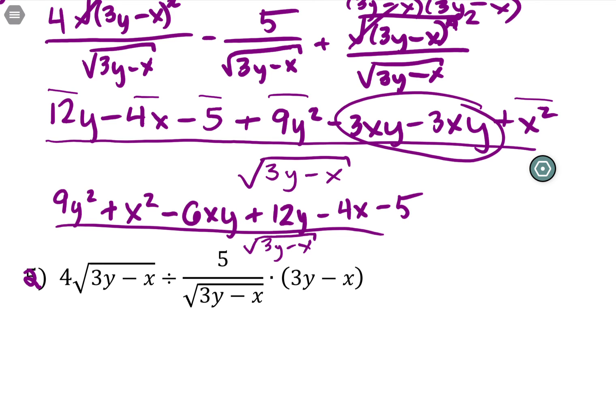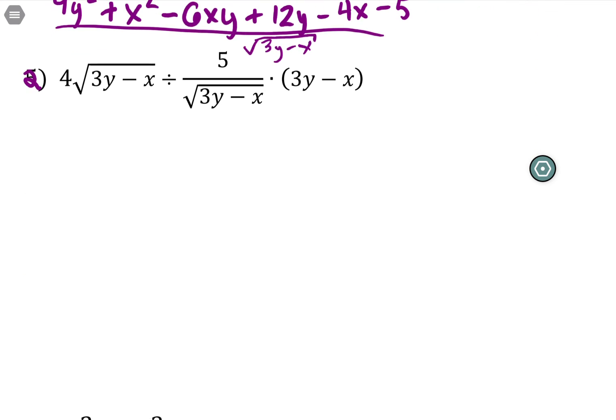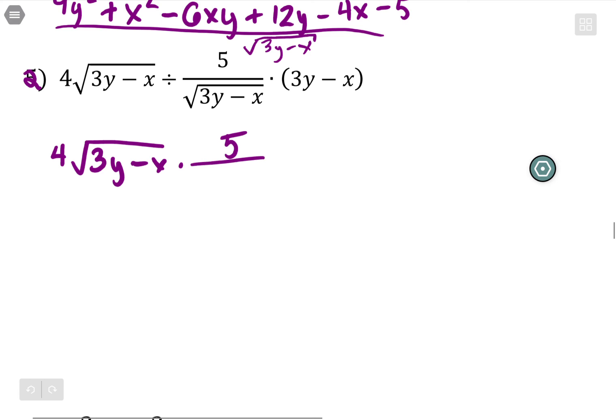So similar, but now the operations are multiplication and division. So the same pieces, but now we're multiplying and dividing. So remember, division is multiplied by the reciprocal. So I'm going to make that my very first step. Oops, except I'm not flipping. There we go. Root 3y minus x over 5 times 3y minus x.